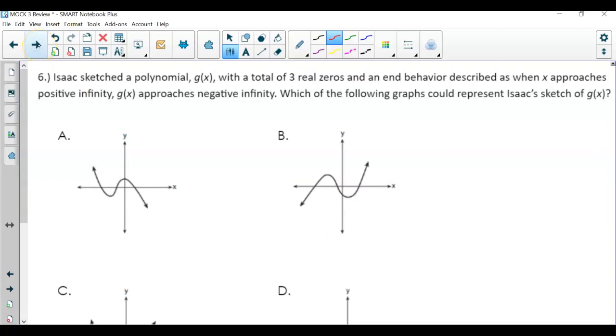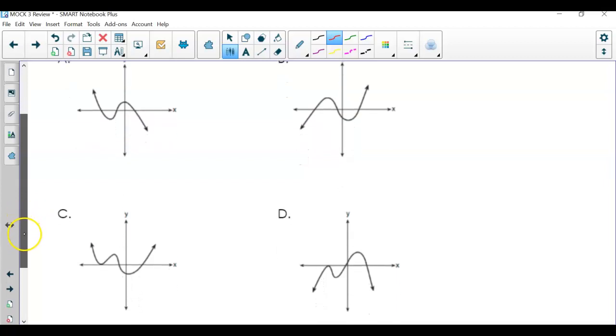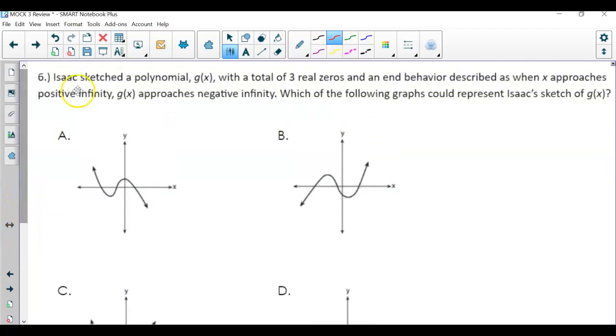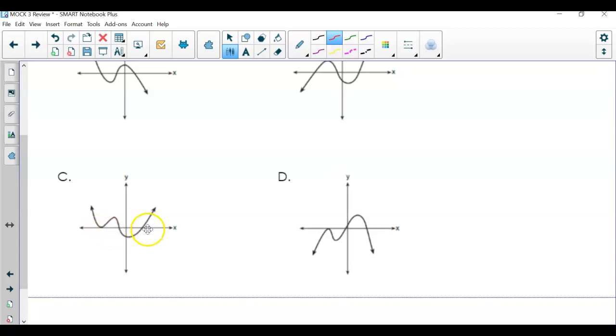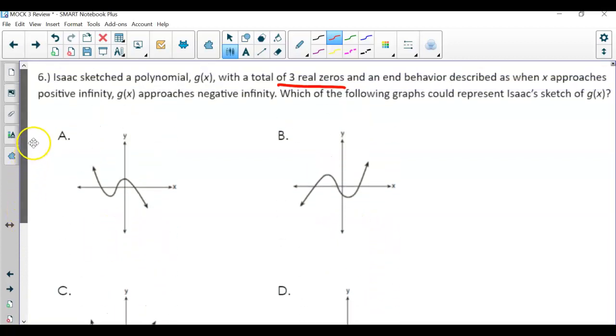So now question number 6. Which of the graphs in number 6 represents this situation that Isaac has? So he sketched a polynomial with 3 real zeros. So 1, 2, 3. So far, so good. And it has an end behavior that describes as x approaches positive infinity, g of x, or we're used to saying f of x, so all the same, approaches negative infinity.